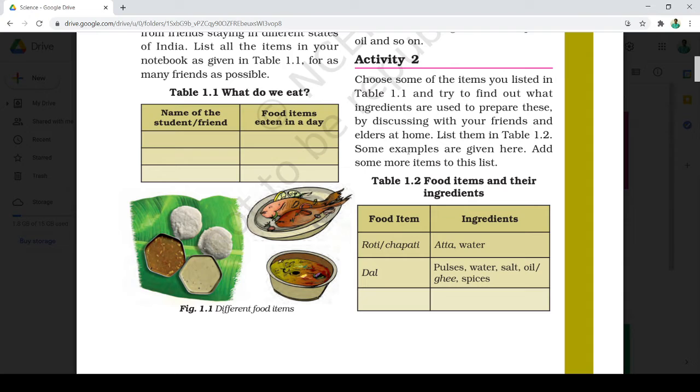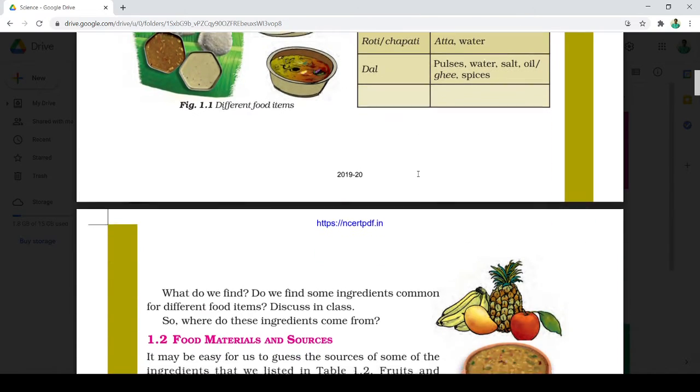So, how do we make table 1.2? We need two columns. The first column heading is food items. The second one is ingredients. So, we have two examples out here. Roti or chapati is the food item name. Ingredients: atta and water. Dal: for making dal we need so many ingredients. They are pulses, water, oil, ghee, spices, and many more.